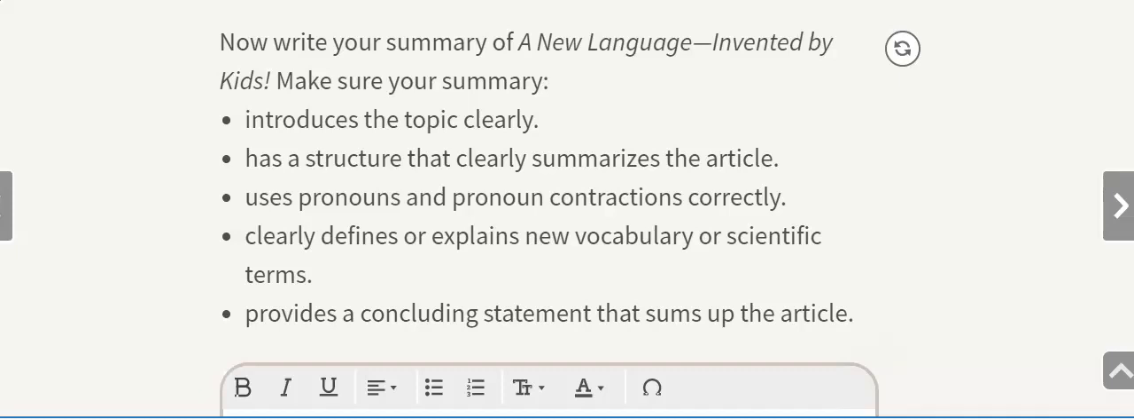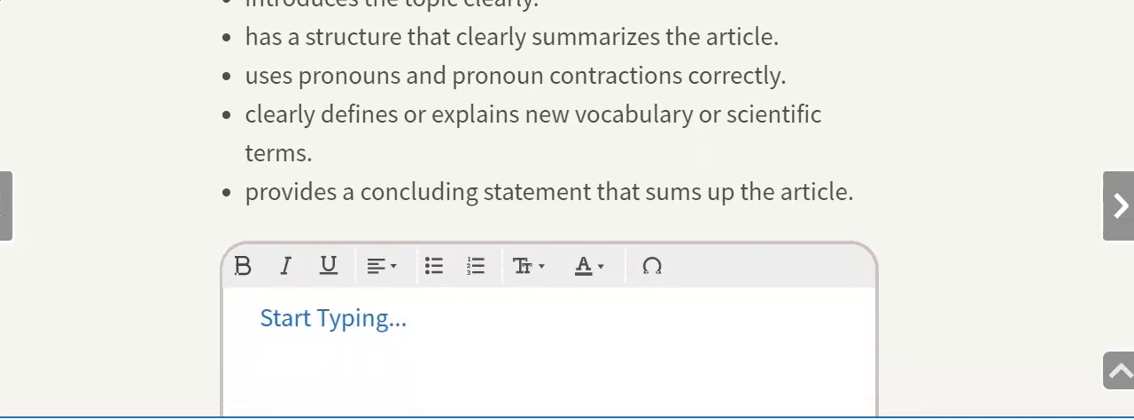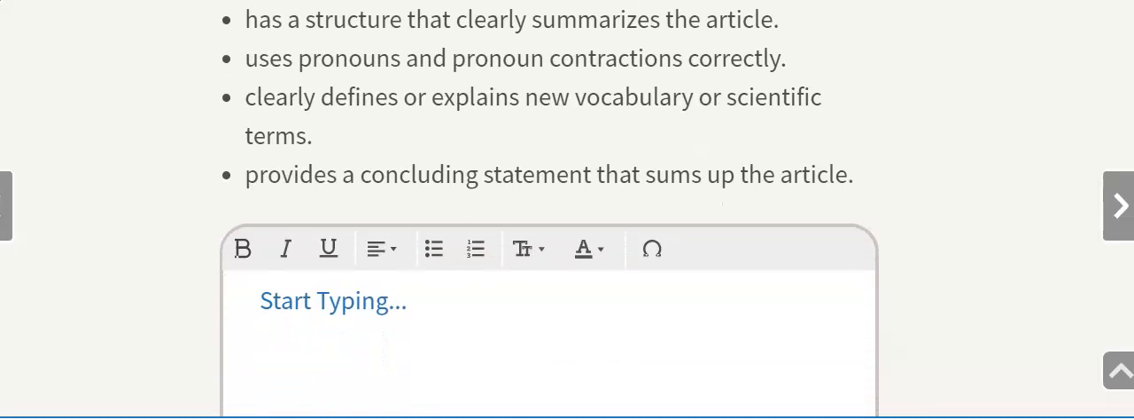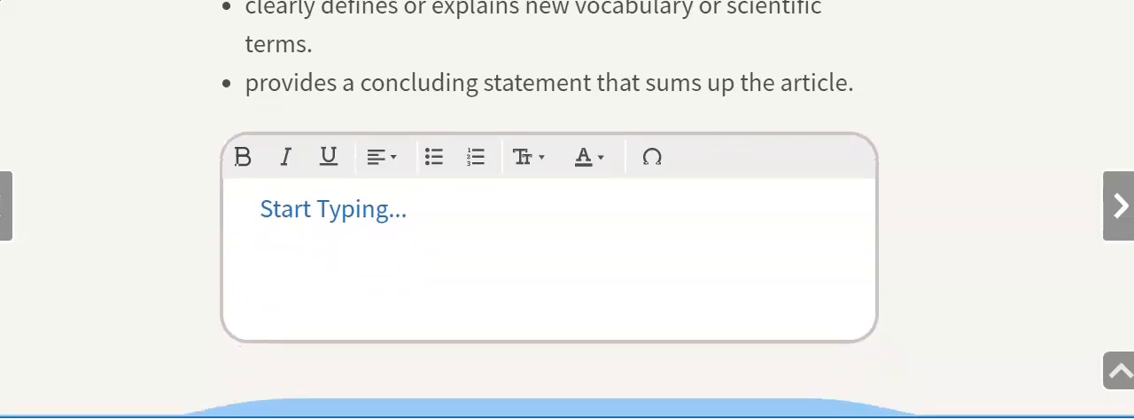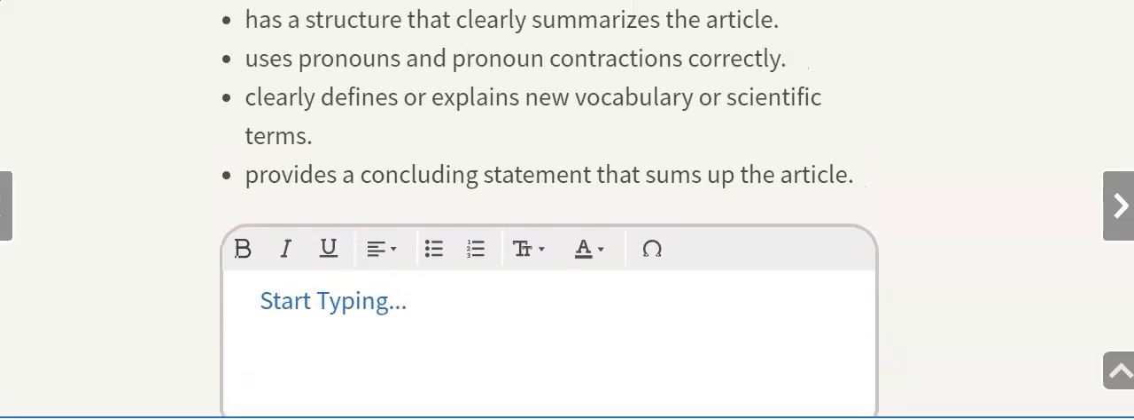includes these things. Introduce the topic clearly, right? That means you have your topic sentence, or your main sentence introducing, is going to be clear. Have structure that clearly summarizes the article. Uses pronouns and pronoun contractions correctly. Clearly defines or explains new vocabulary or scientific terms. Provides a concluding statement that sums up the article.